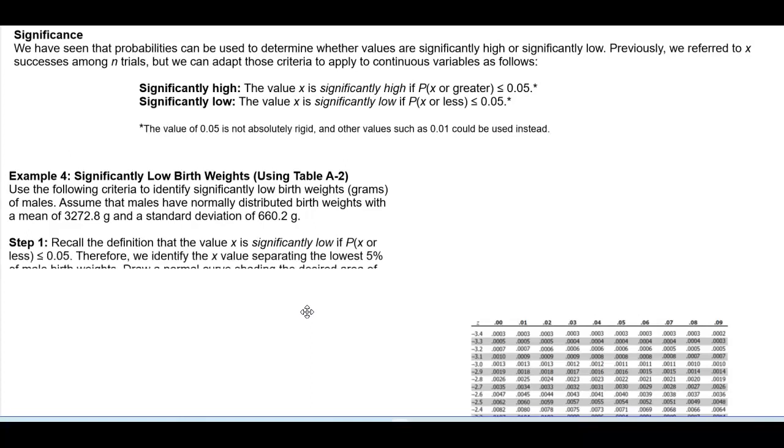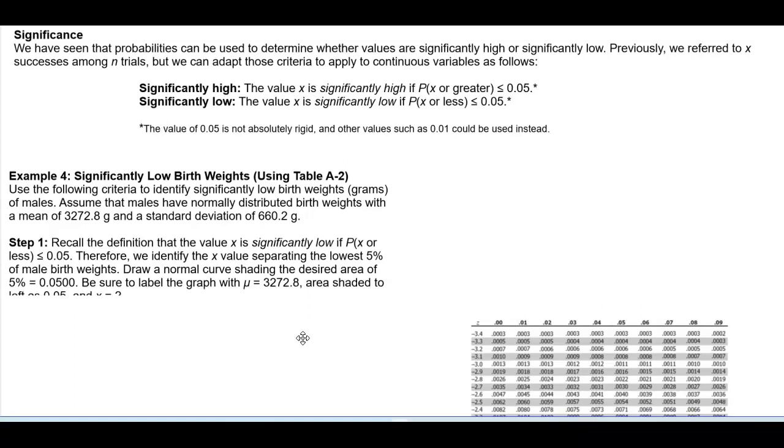Now recall that the value of X is significantly low if the probability of X or less is less than or equal to 0.05. Therefore, we identify the X values separating the lowest 5% of male birth weights. So we're going to draw a normal curve shading the desired area of 5%, which is equal to 0.0500.